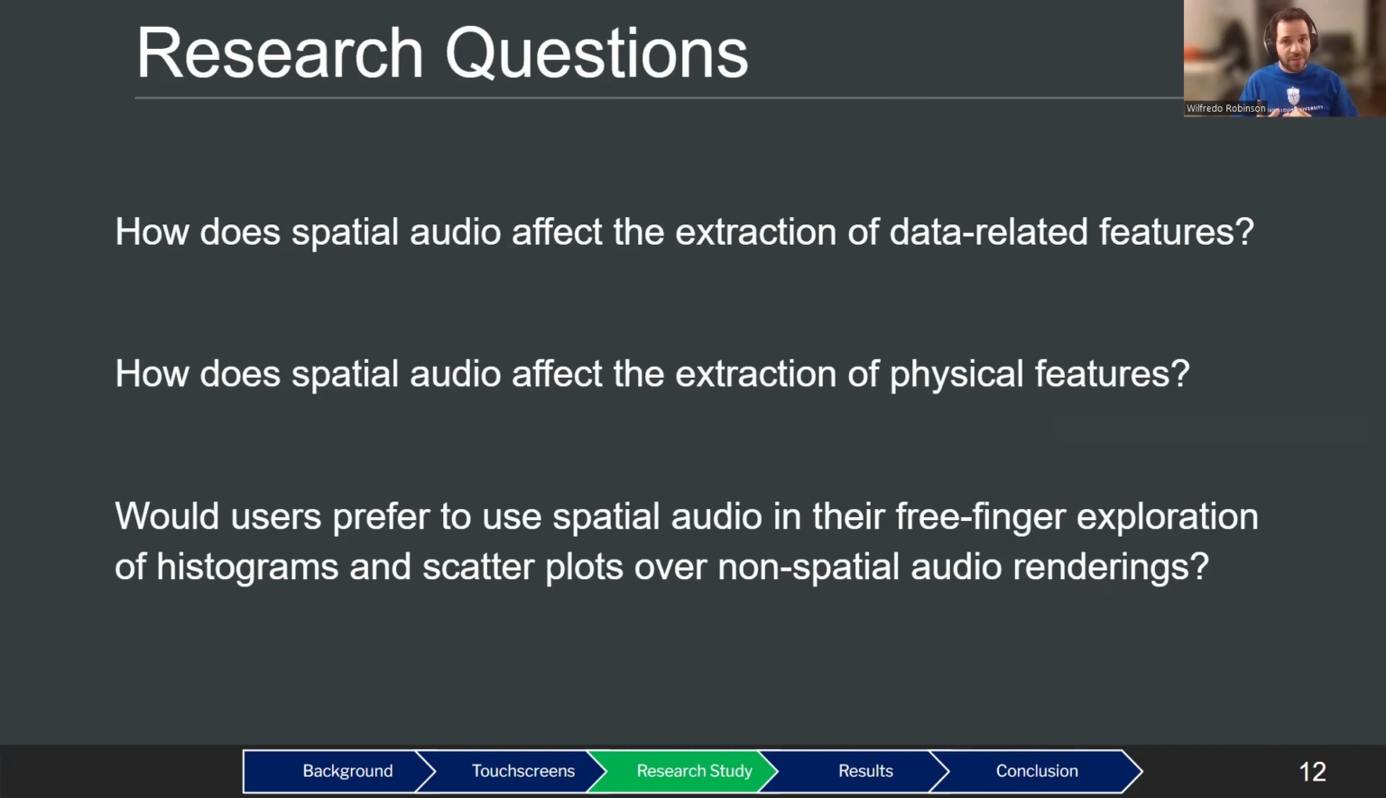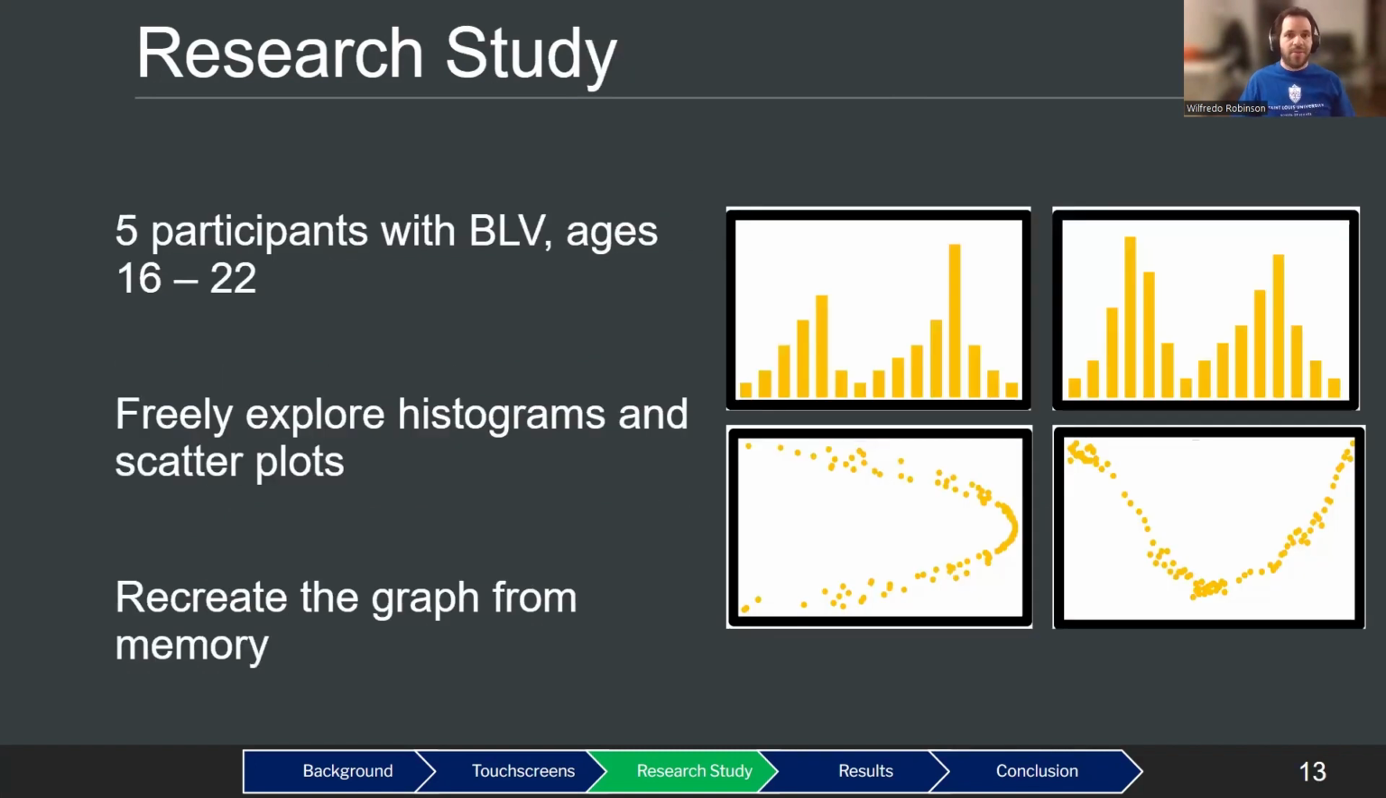Now, to try and answer these questions, we carried out a pilot study last year with 5 participants with blind and low vision, ages 16 to 22, and we spent 60 minutes with each participant. Those 60 minutes were split in 2, 30 minutes for training and 30 minutes for testing. During the training phase, they would have to explore simple histograms and scatter plots in an embossed physical format and then on the touchscreen, and they would have to answer comprehension questions.